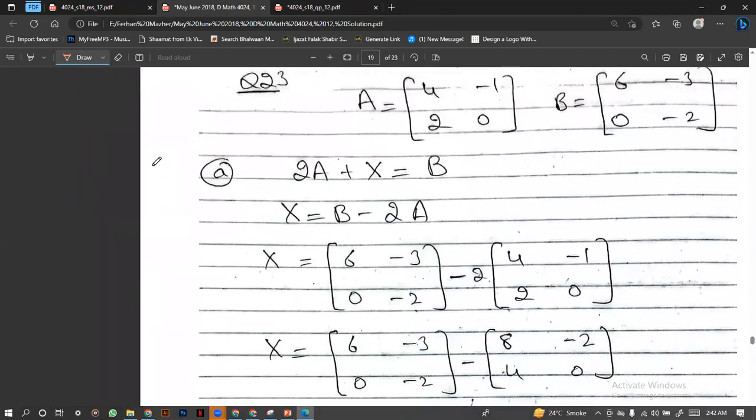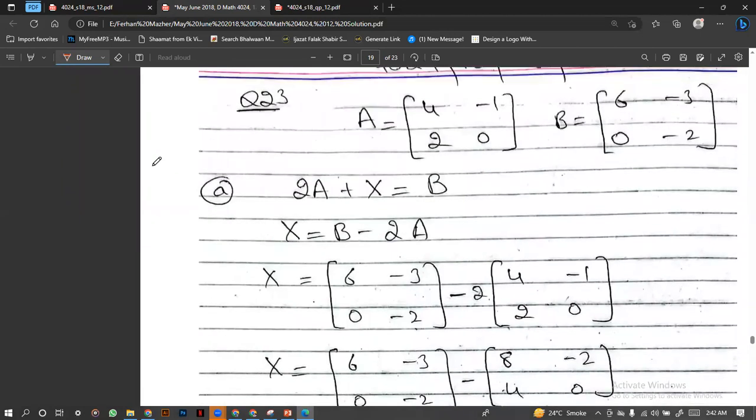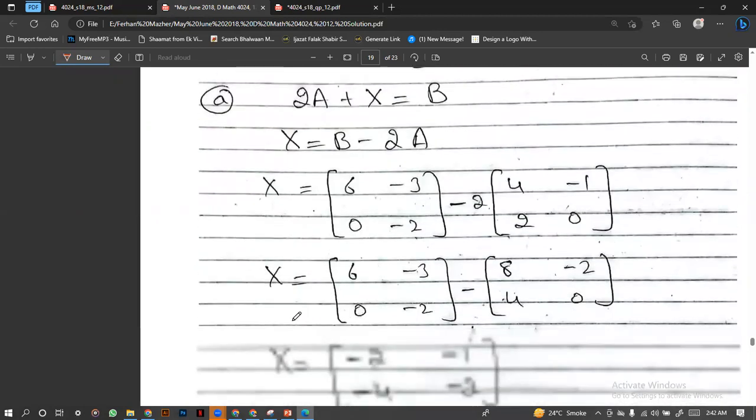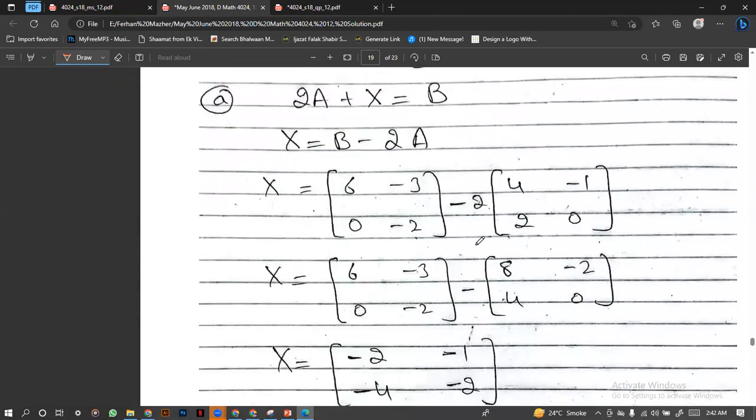Just put the values of A and B. So X will be equal to, in this matrix, I will have 6, minus 3, 0, minus 2. That's the value of matrix B. Minus 2, bracket. Here we have 4, minus 1, 2, and 0. This 2 will go inside and multiply with all the elements, but this negative will remain outside. So it will be 8, minus 2, 4, 0.